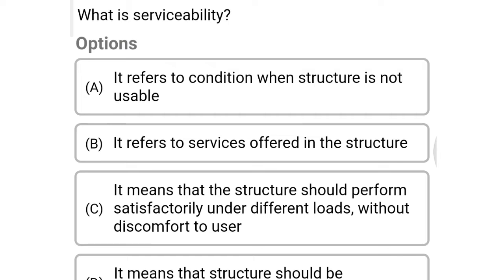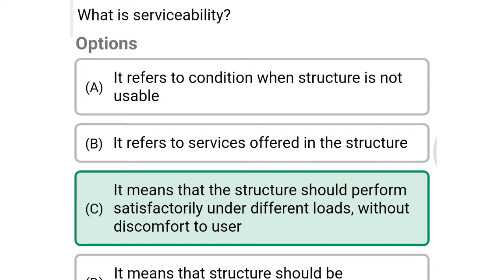So next question, what is serviceability? Option A, it refers to a condition when structure is not usable. Option B, it refers to service offered in the structure. Option C, it means that the structure should perform satisfactorily under the different loads without discomfort to user. Option D, it means that structure should be economically viable. So the correct answer is option C, it means that the structure should perform satisfactorily under different loads without discomfort to user.